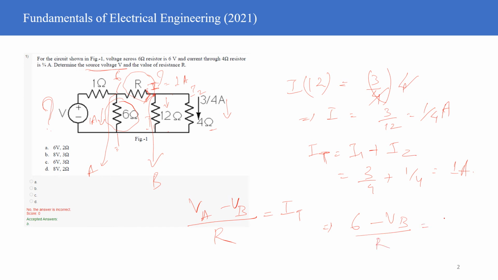R is equal to current total. What is the current total? 1 ampere, right? And I also know the value of VB. How do we know the value of VB? VB is nothing but 3 by 4 into 4 ohm. So VB is equal to 3 volt. So put 3 volt here. So how much will come here? 3 by R is equal to 1. Therefore R is equal to 3. So R is equal to 3 ohm has come to you here.